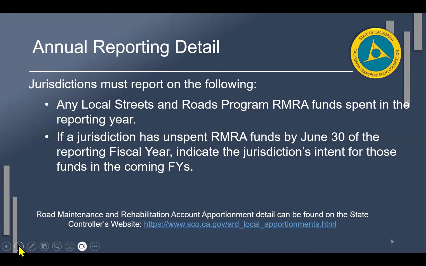If a jurisdiction has unspent RMRA funds by June 30th of the reporting fiscal year, you're going to indicate the jurisdiction's intent for those funds in the coming fiscal years. This is mainly for those jurisdictions who are reserving their funds and trying to accrue enough to deliver a singular project. We see this more for our small rural cities and towns.